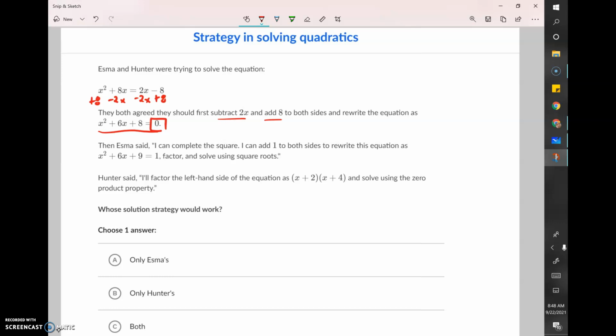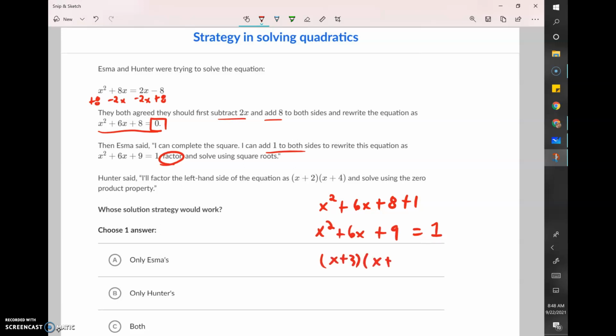Esma says, I can complete the square if I add 1 to both sides. So she added 1 to the left side. We'd have x squared plus 6x plus 8 plus 1. That plus 8 plus 1 would give us a plus 9. And if we added 1 to the right side, we'd have equals 1. Then she says, after adding 1 to both sides, that we could factor. Okay, if we factor, we're looking for two numbers that add to 6 but multiply to 9. Those two numbers would be the same number. So she would, in fact, have created a perfect square here.